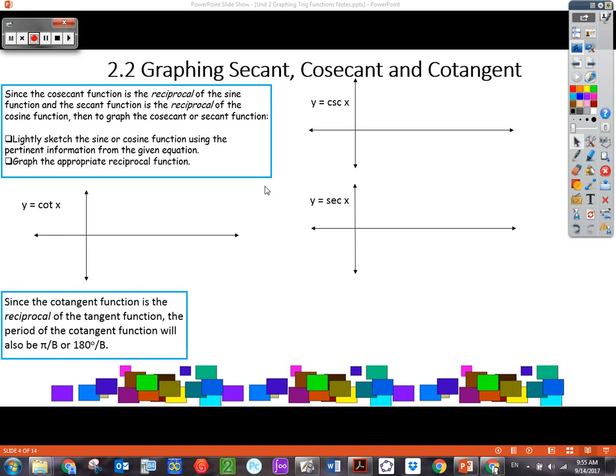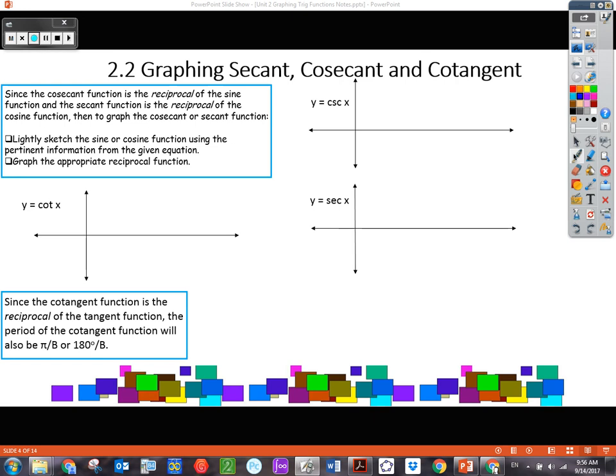Hey guys, so today's lesson we're going to be looking at graphing secant, cosecant, and cotangent, the reciprocals of sine, cosine, and tangent. So I actually use this technique where, to graph cosecant and secant, I lightly sketch the sine or cosine function using the information from the equation. I'm going to show you that technique because that technique is what I like to use.